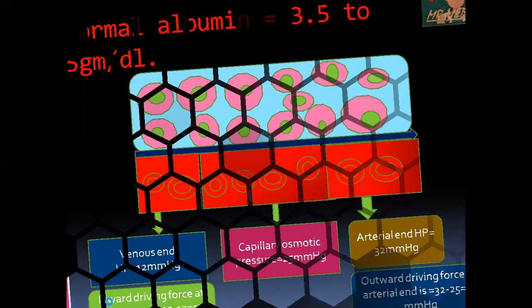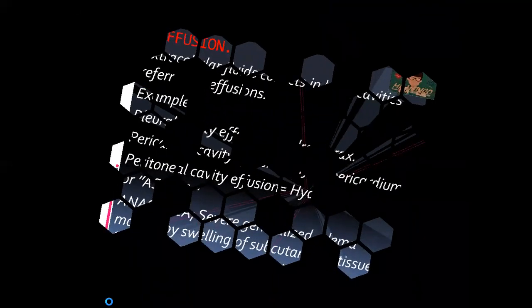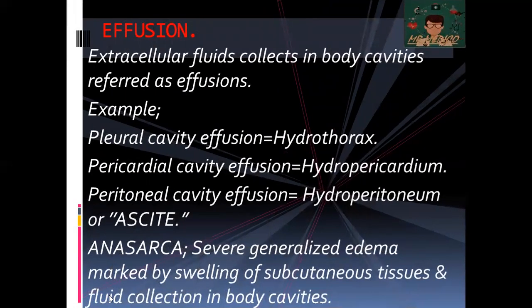Now, there is another term known as effusion. It's quite similar to edema, but here the extracellular fluid collects in the body cavities, not in extracellular spaces. The specific point is that the fluid gets accumulated in the body cavities, causing a condition known as effusion.